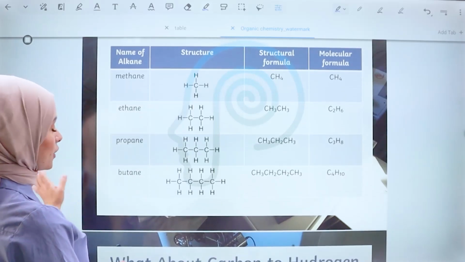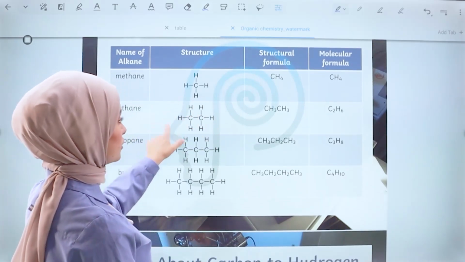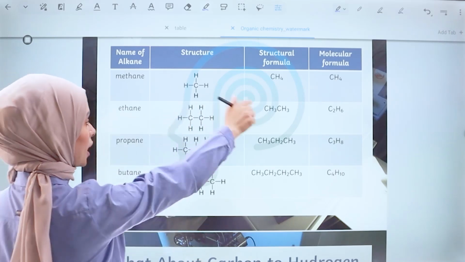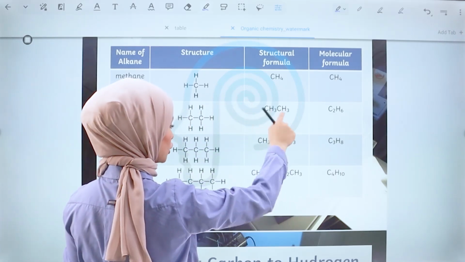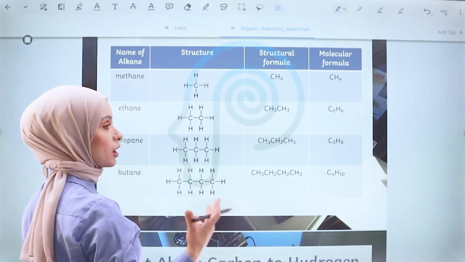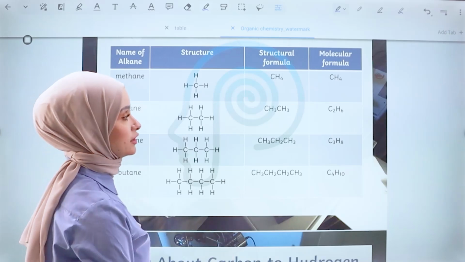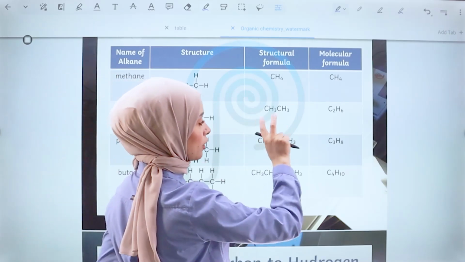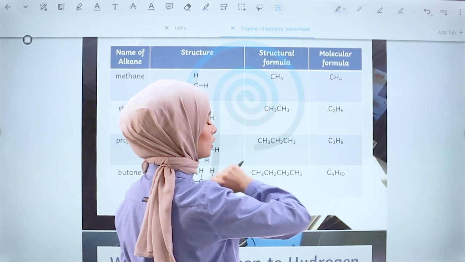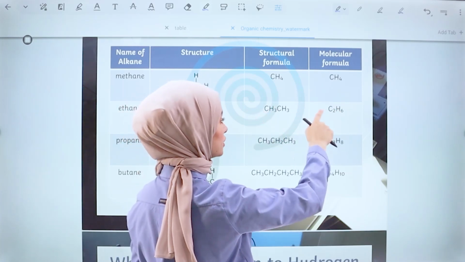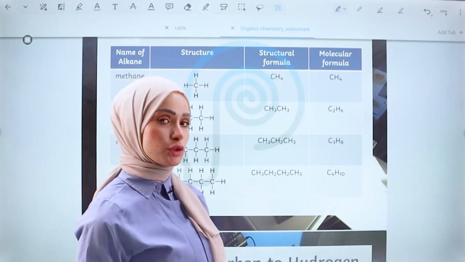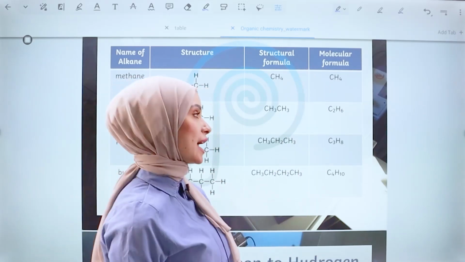Now, ethane contains 2 carbons and 6 hydrogens. We write it in a structural formula in this way, CH3-CH3, and this is the formula that we use to write chemical equations and to solve many different equations. And if I want to write it in molecular formula, I write C. How many C do I have? 2. How many hydrogen? 6. So it is C2H6. This is called molecular formula. In further chapters, we're going to learn that we have empirical formula as well.